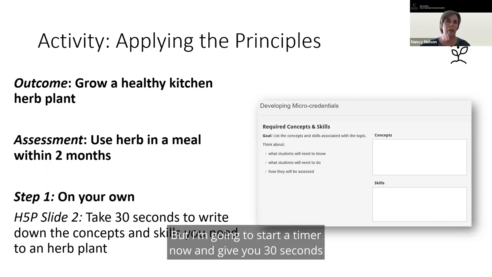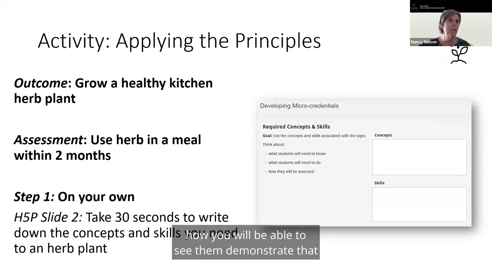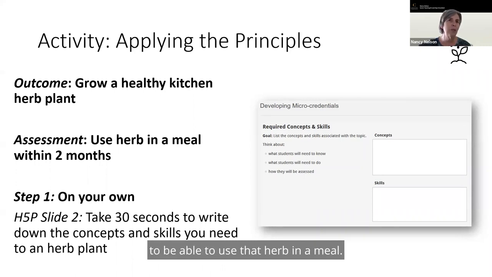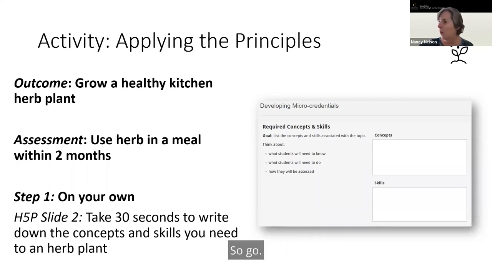But I'm going to start a timer now and give you 30 seconds to think about what the student is going to need to know, what the student will have to be able to do, and then how you will be able to see them demonstrate that learning outcome that we have, to be able to use that herb in a meal. So my timer is starting now, and then I'll call out and tell you when to stop, please. So go.